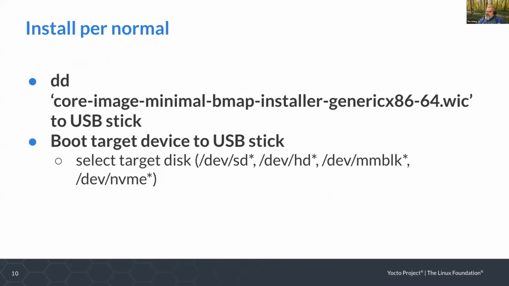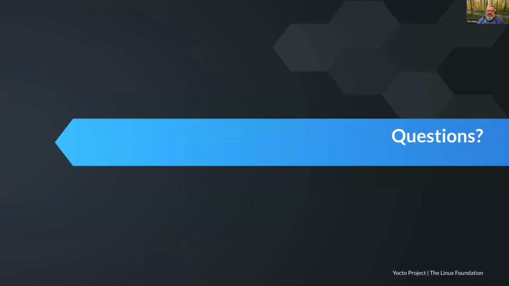After that, you basically just dd that WIC image to your USB stick, boot it on the target, and select which target device or disk you want to install to, and then it installs kind of just like normally. So that was the quick and dirty.